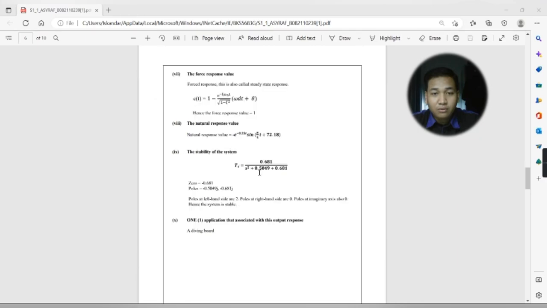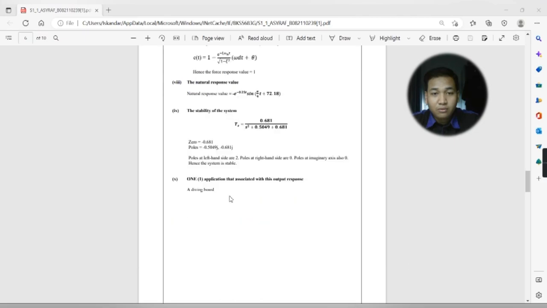For the stability of the system, we got the transfer function equal to 0.681 over s squared plus 0.509 s plus 0.681. So we know that the poles are at negative 0.5049 j and negative 0.681 j. We just turn it into the negative value from the equation. So poles at the left side are 2 and poles at the right side are 0, while the poles on the imaginary axis are also 0. Hence the system is stable.